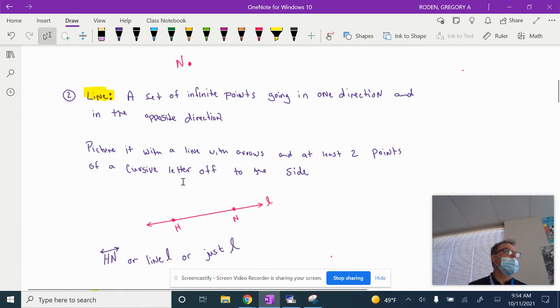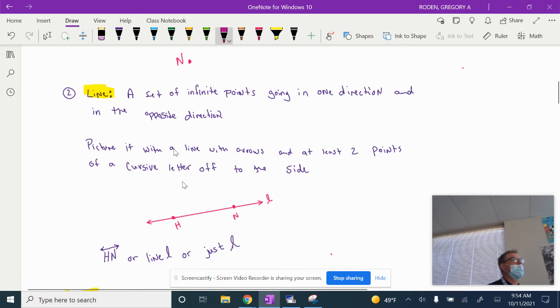Okay. The next thing is a line. A line is a set of infinite points going in one direction and in the opposite direction. Here's the thing. A line is when you take an infinite number of points, and they keep going in the same direction. They don't go up. Once they start in a direction, they keep going in that same direction. And remember, there's an infinite number of points here and they never end. So a line is infinite.